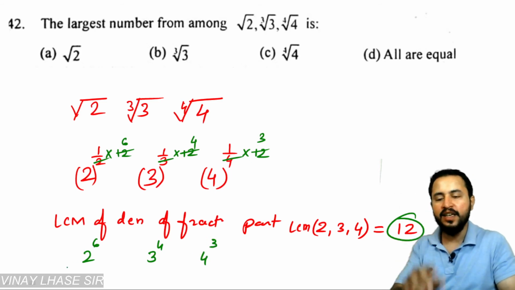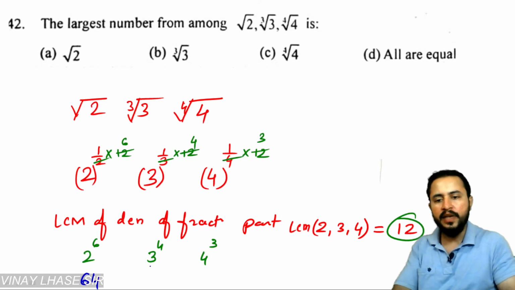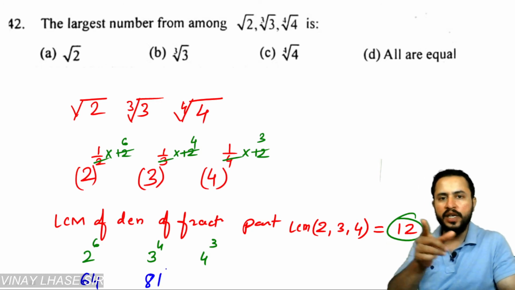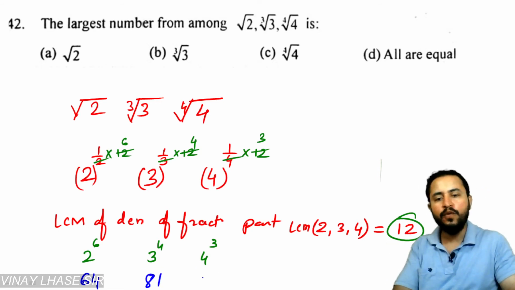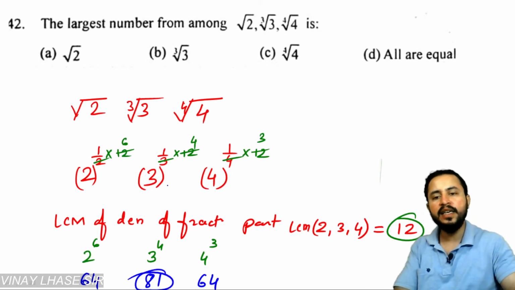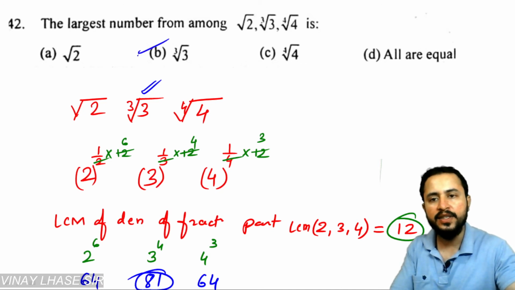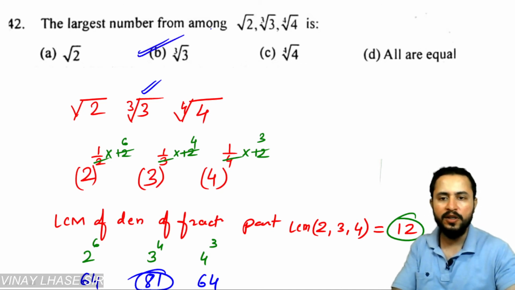2 raised to 6, this value is basically, my dear friends, 64. 3 raised to 4: 3 cube is 27, so its value is 81. 3 into 3 into 3 into 3, 81. And 4 cube is 64. So the highest among these is 81. That is nothing but the central part. So cube root of 3 is the largest number among all these three.